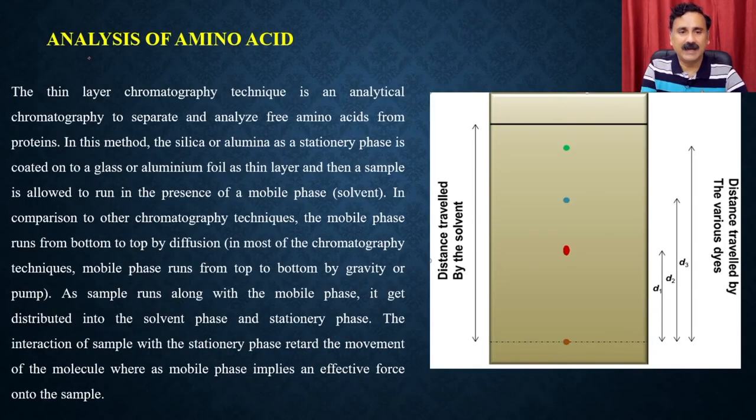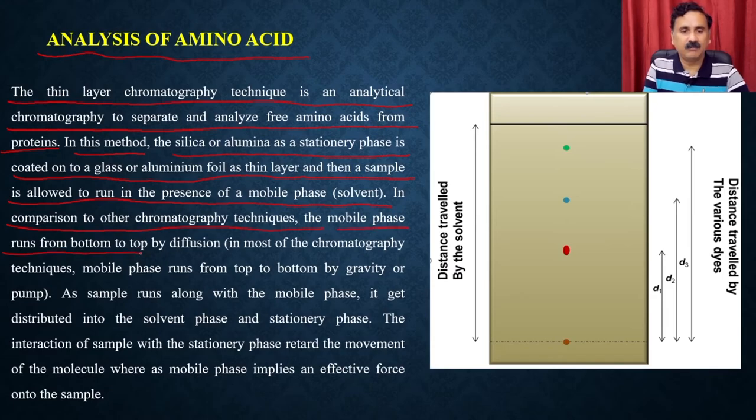So how are you going to do the analysis of the amino acids? Thin layer chromatography is an analytical chromatography technique to separate and analyze the amino acids from the protein. In this method, silica or alumina as a stationary phase is coated onto a glass plate or aluminium foil as a thin layer, and then a sample is allowed to run in the presence of the mobile phase. In comparison to other chromatography techniques, the mobile phase runs from bottom to top by diffusion, whereas in most chromatography techniques, the mobile phase runs from top to bottom by gravity.